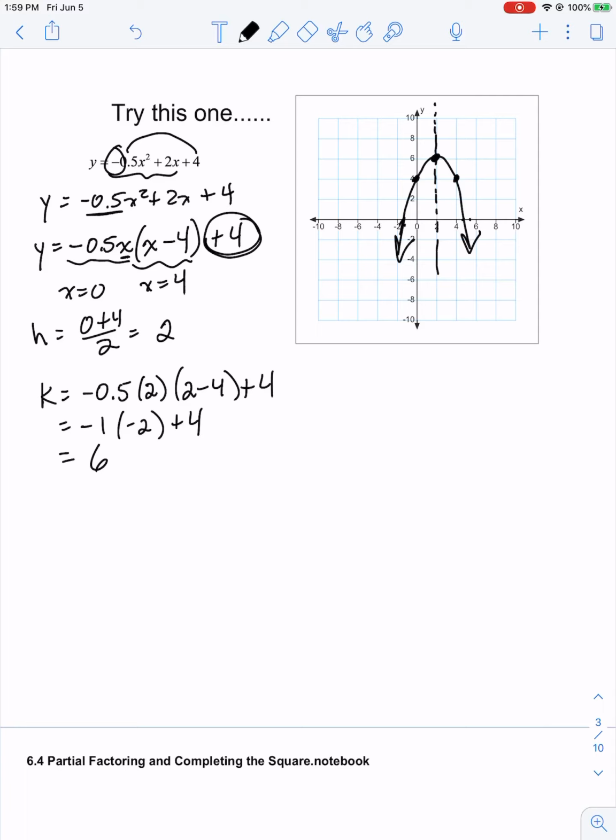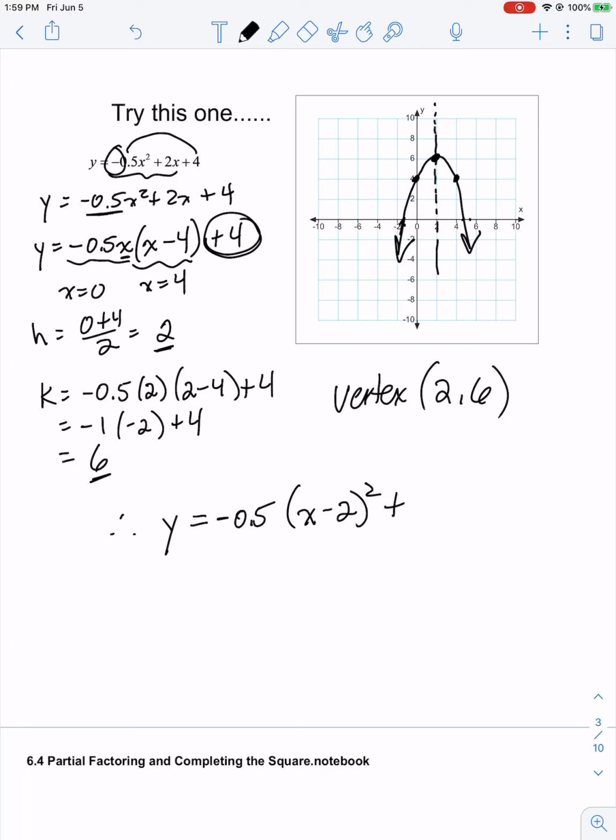And so then that means that your equation is y equals, the a value is negative 0.5. The vertex, if this is h and this is k, that's at 2, 6. So that's x minus 2 squared plus 6. And that's it. I'm going to stop this video and I'm going to do the other method in another video.